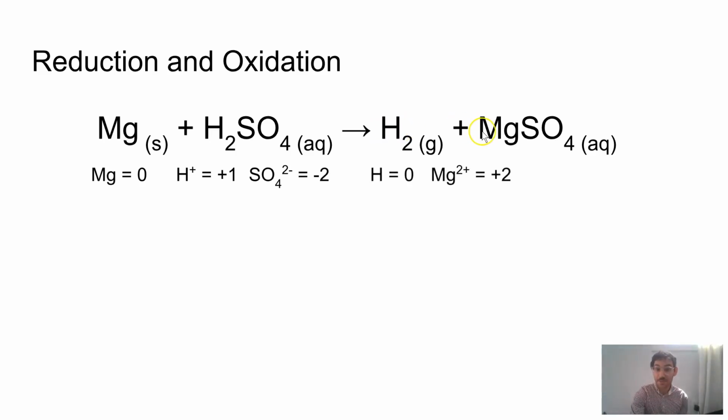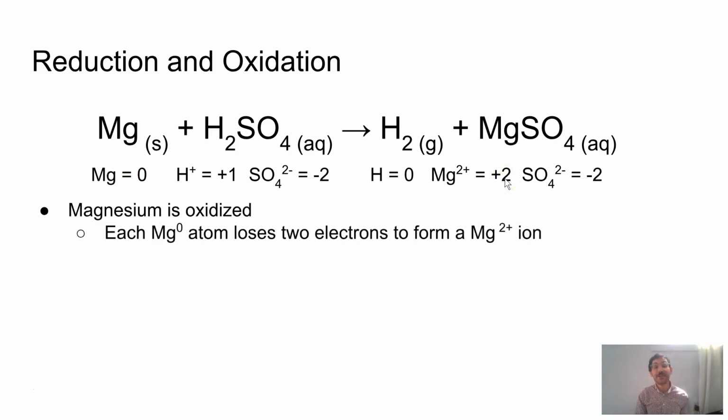Magnesium has a +2 charge, and our sulfate still has a -2 charge, no change there. Well, magnesium has been oxidized. We can see its charge increases. It goes from 0 to +2. This means that each magnesium atom loses 2 electrons to form this magnesium ion. If we wanted to show this in a chemical equation, we would show magnesium forming that ion and losing those 2 electrons. Those 2 electrons are being given away by that magnesium.